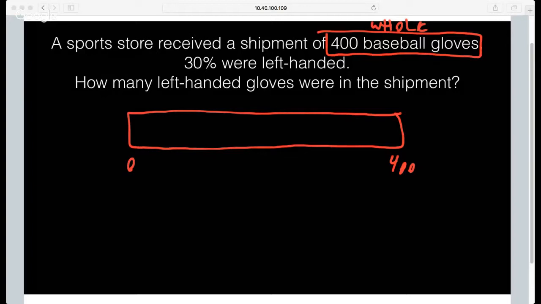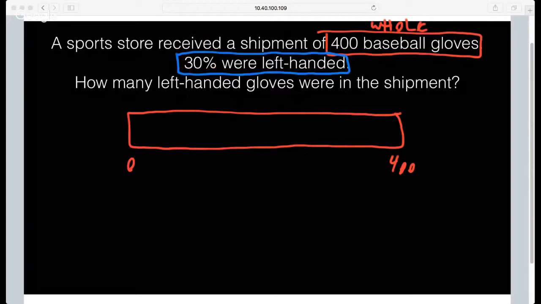We're given some more information. We're told that 30% were left-handed. So the thing we want to be thinking about is, is 30% a whole or is it a part? Because this is the whole amount of gloves. We're being asked down here how many left-handed gloves, so we're being asked for part of this whole. So is this 30%, is that a whole or is that part of something? Well, obviously, when we're talking about percent, the whole would be 100. And this is not 100, this is 30. So this is part of the whole.